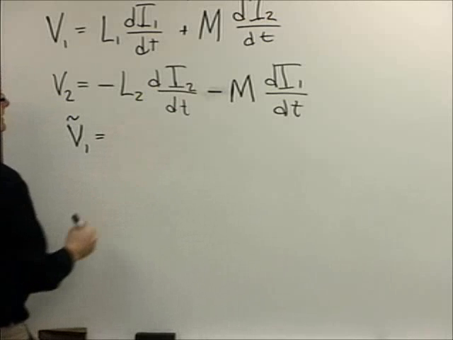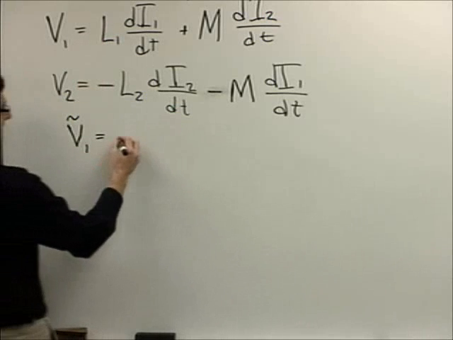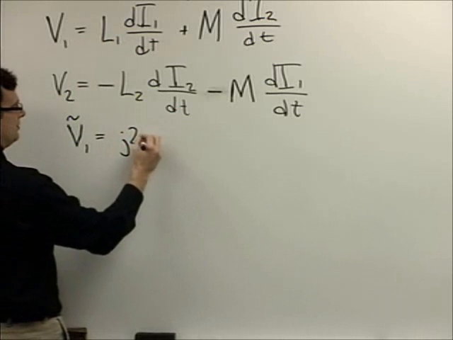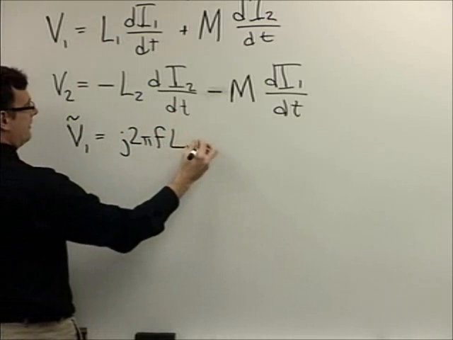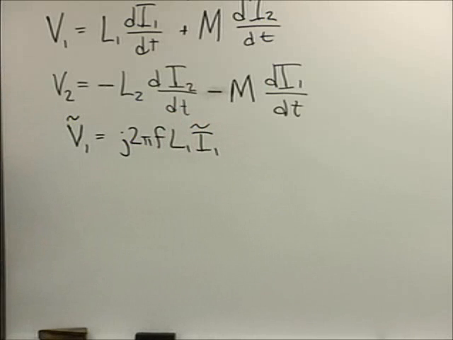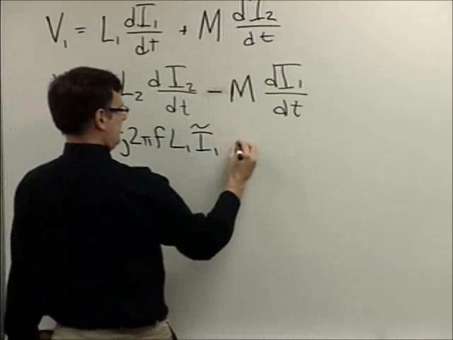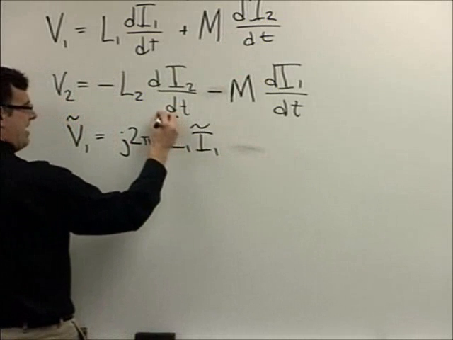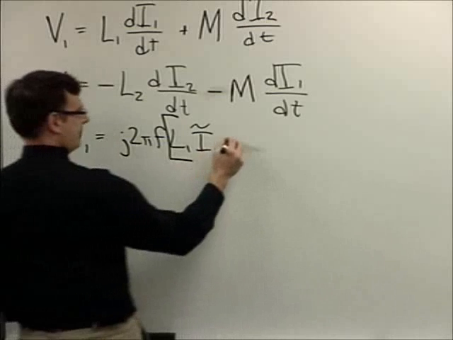Okay. So let's convert this. Differentiation is J2 pi f L1 in the phasor domain. Here, we're differentiating again. So let's actually group this all together. I'm just multiplying everything by J2 pi f.